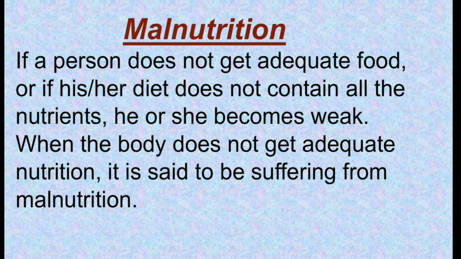So let's talk about malnutrition. What is malnutrition? If a person does not get adequate food, or if his or her diet does not contain all the nutrients, he or she becomes weak. When the body does not get adequate nutrition, it is said to be suffering from malnutrition. It means malnutrition occurs when the body doesn't get enough nutrients. Causes include a poor diet, digestive conditions, or other diseases.